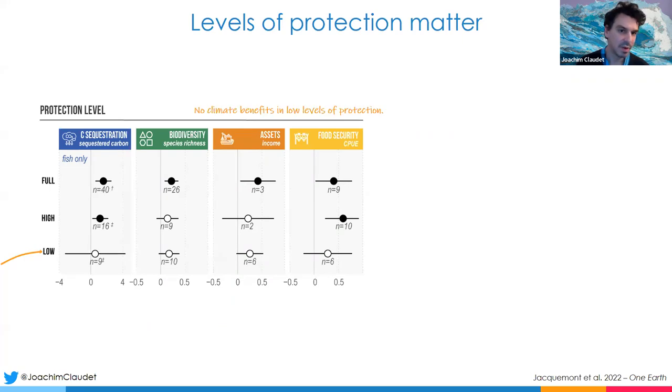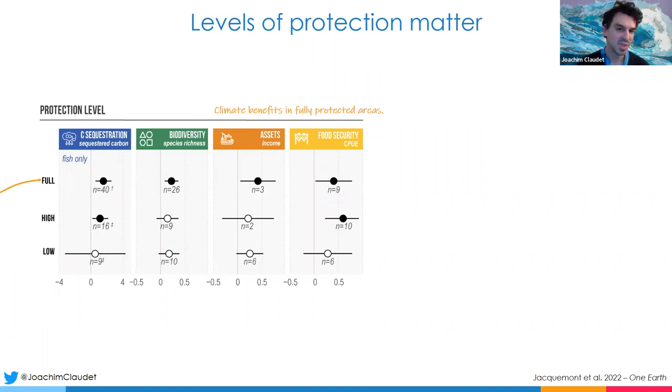Going into details here, we are not able to see any positive climate outcomes of MPAs with a level of protection lower than fully protected or highly protected. For those that are moderately or lightly protected, using the protection levels of the MPA guide, we were not able to see on average a positive effect, as you can see with the effect size that overlaps zero. The 95% confidence interval of those effect sizes overlaps zero. So we cannot say that on average there are any positive outcomes of those MPAs.